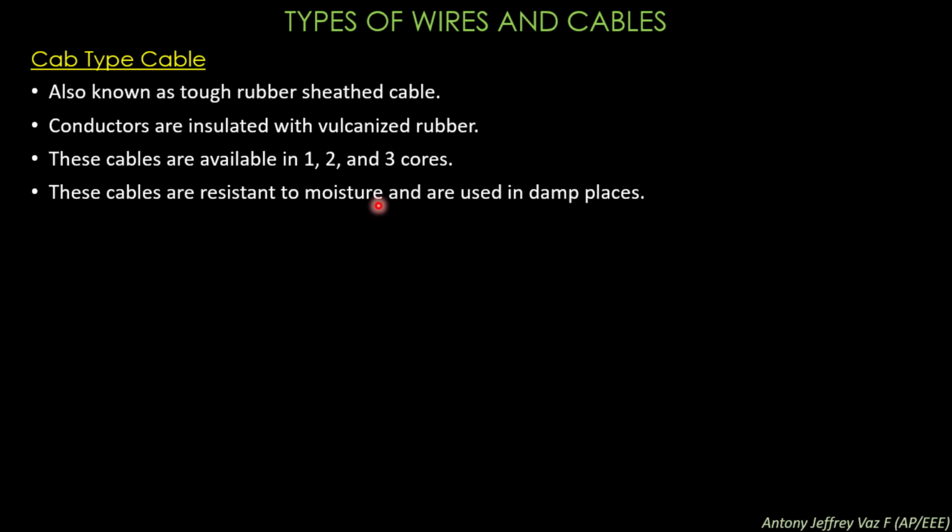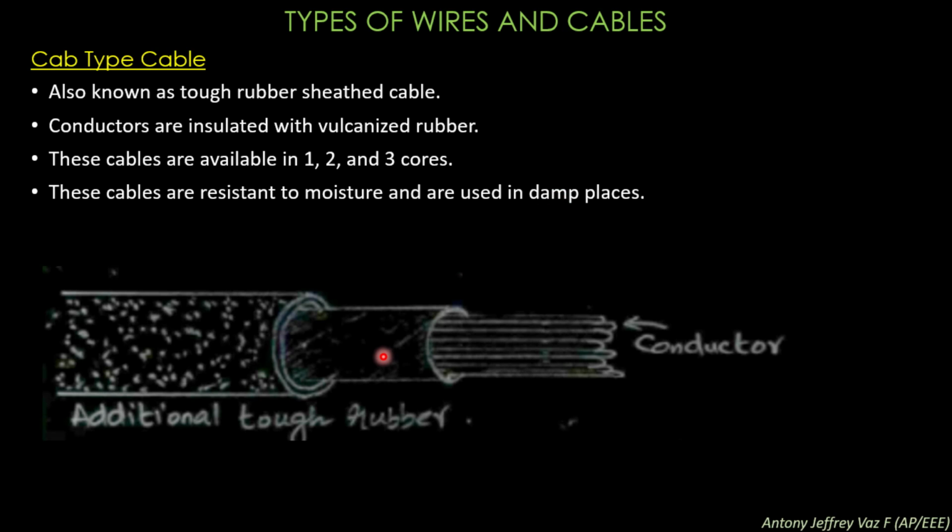These cables are resistant to moisture and are used in damp places. Here damp places represent where there is a rainy season or where it is wet, where moisture is present. So you can use these types of cable to avoid conductivity between the two conductors. And this is the cab type cable. Here you can see these are all the conductors and this is the insulation. After the insulation you will be having a tough rubber sheathed insulation on the outside, and there will be several conductors inside the cable.